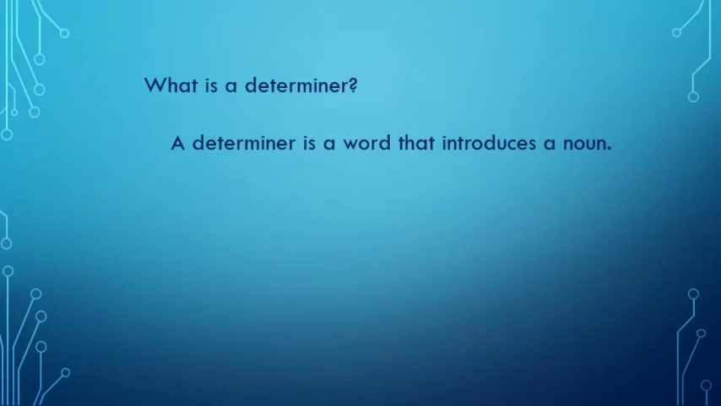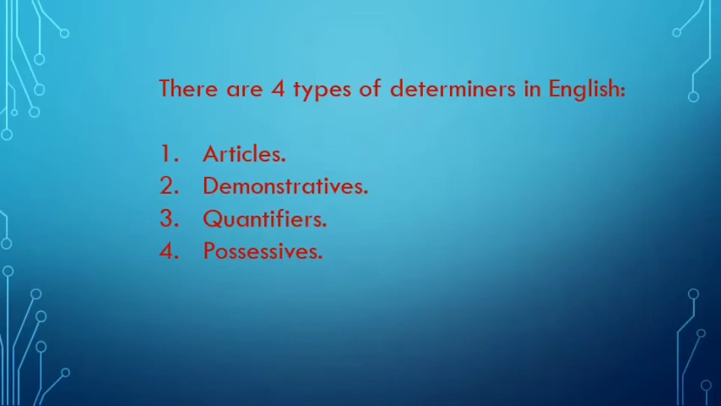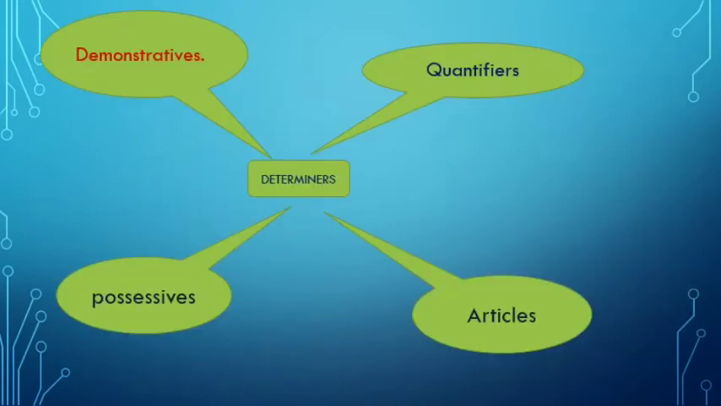First of all, what is a determiner? A determiner is a word that introduces a noun. It means words that come at the beginning of a noun, which introduce the noun and determine the noun. That is called a determiner. Basically, determiners are divided into four types: articles, demonstratives, quantifiers, and possessives.